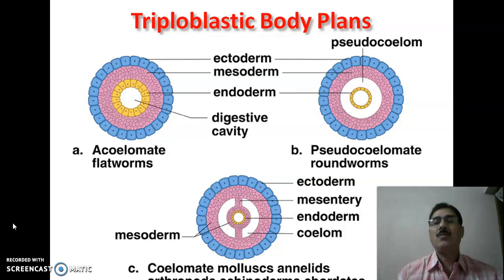a pseudocoelom. It is lined on the outer side with mesoderm and internally by endoderm, so hence it is pseudocoelom. And third, the coelomate, the higher non-chordates and most chordates, in which there is presence of ecto, endo and mesoderm, and the cavity between the two mesoderm is known as the coelom or true coelom. The examples are mollusks, annelids, arthropods, echinoderms and all chordates.